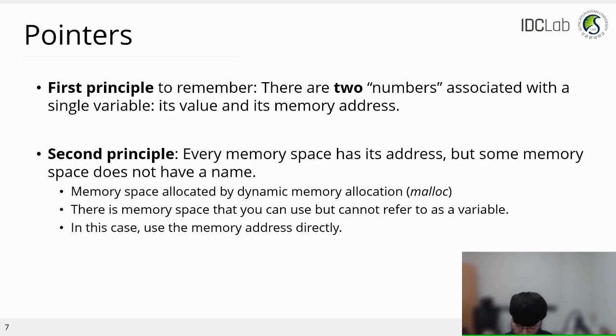So here's the thing. To understand how pointers work, you need to remember these two principles. Actually, they are not principles, but I just named them principles because they are so important. The first principle is that there are two numbers associated with a single variable: its value and its memory address. They are equally important, but many students just think about the value, not its memory address. And this is, I think, the first reason why they have difficulties in understanding pointers.